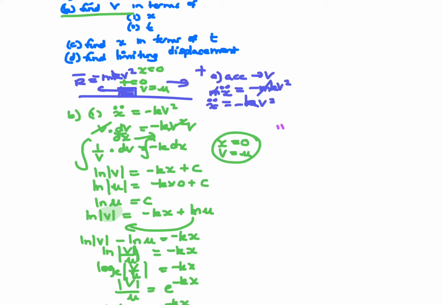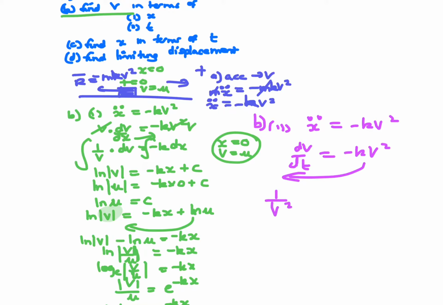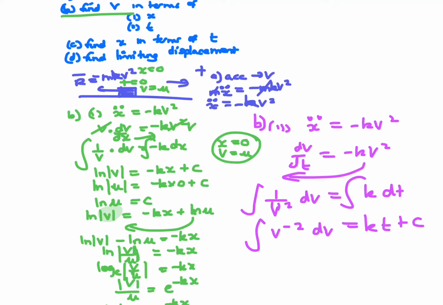Okay, so let's go part 2b. We start with the acceleration is minus kv squared. We replace acceleration with dv on dt, so it's minus kv squared. Bring the v over there, so you get 1 on v squared dv equals minus k dt. Integrate both sides. When you integrate that, you want to bring that up to the top, because then you can integrate it, because it's not a power of 1, therefore it's not a log. And then that side will just be kt plus c.